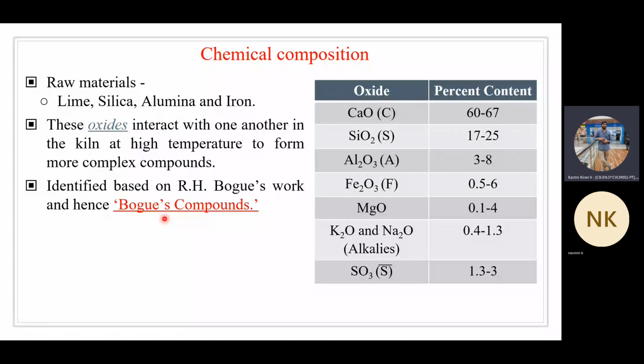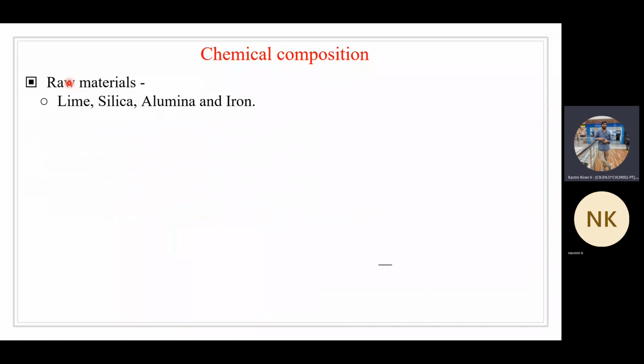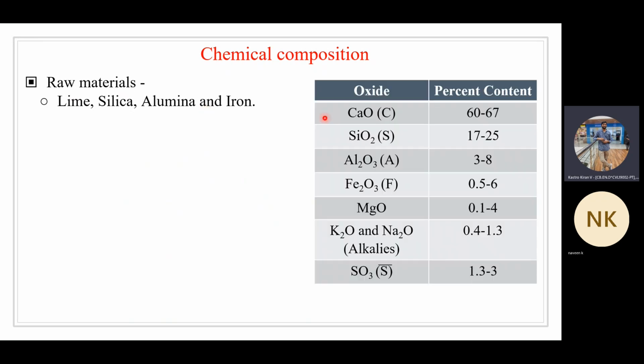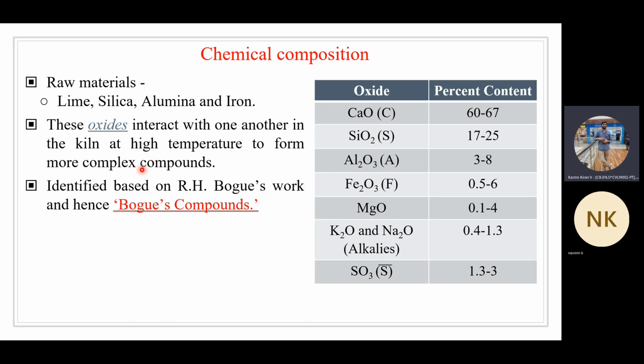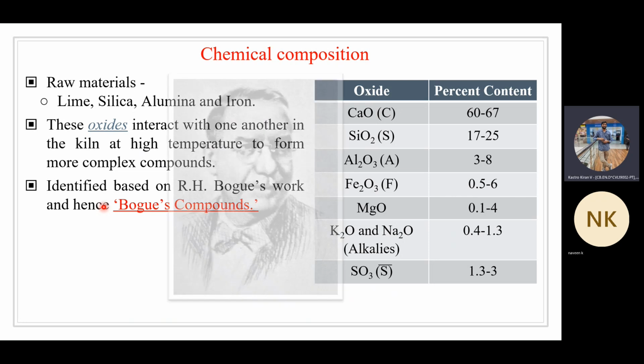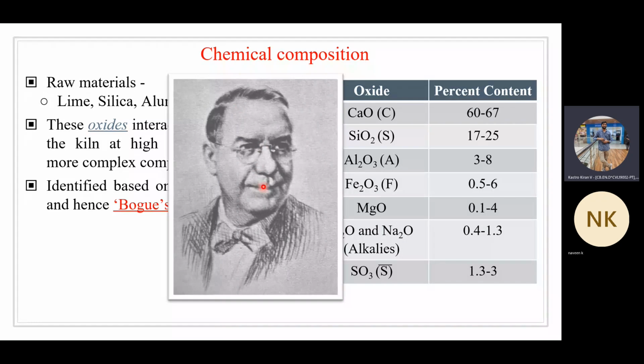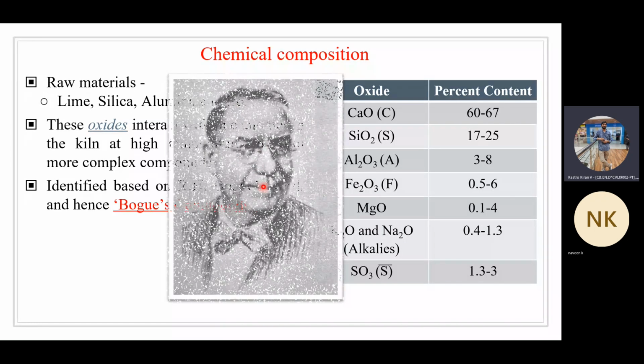So here, what we need to understand is that initially we have the raw materials, and once these raw materials come in contact with oxygen, they convert into oxide compositions. Again, once all these oxides mix or interact with one another in the kiln, they form more complex compounds. These complex compounds were identified by a scientist called R.H. Bogue, and he is the R.H. Bogue. Since he identified these complex compounds, upon his name we call them Bogue compounds.